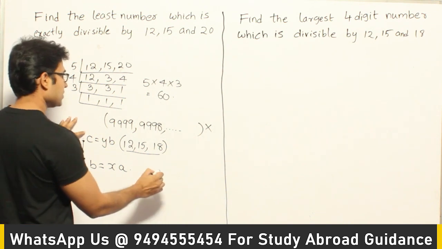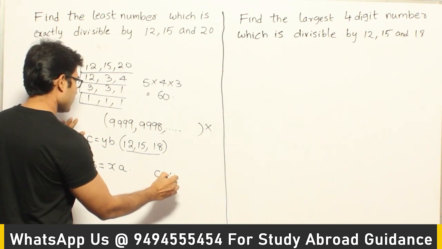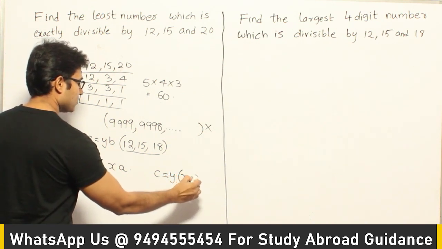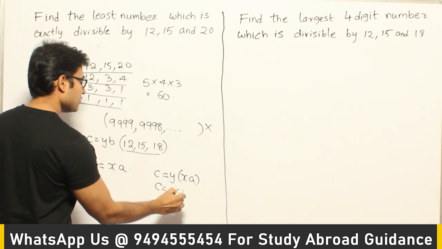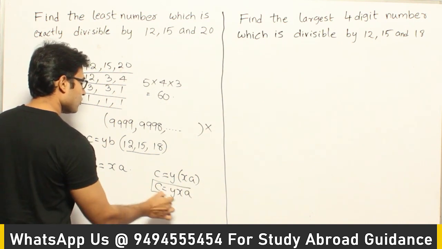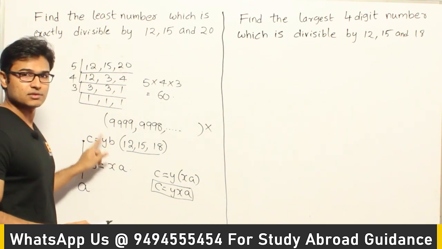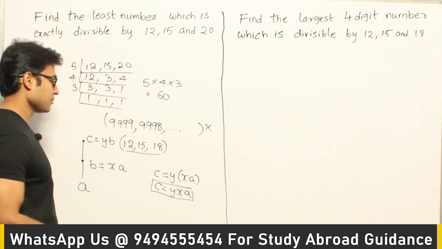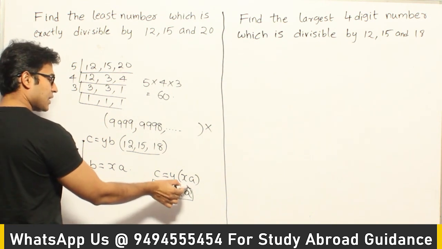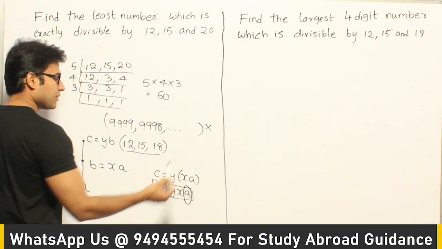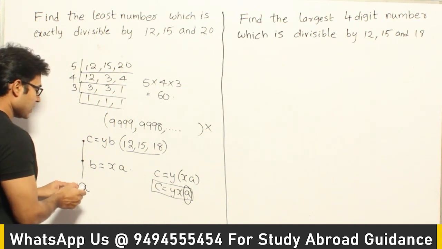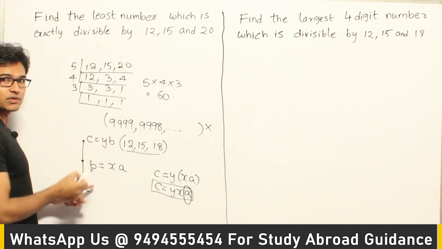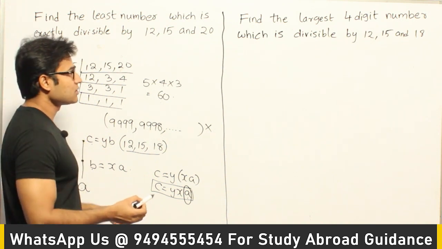So how can I prove it? Now I can write C as y into B, and in place of B I can write x into A. Now C can be written as y into x into A. Got it? Where x and y are some natural numbers, let us say all are positive numbers. Now C is again written as a multiple of A. Therefore if A divides B and B divides C, then A divides C. So using this rule I can solve this question in a different way.